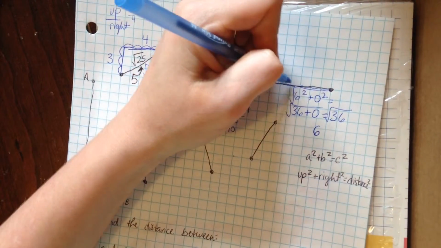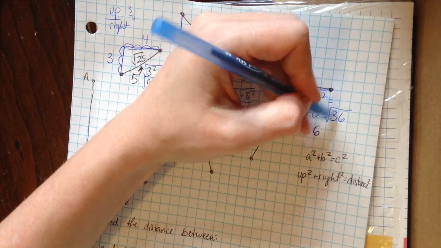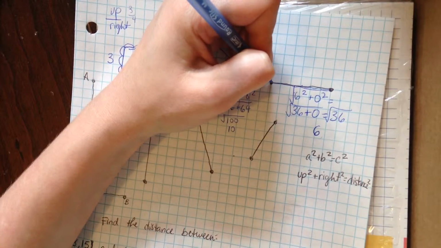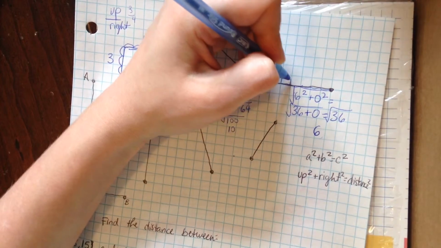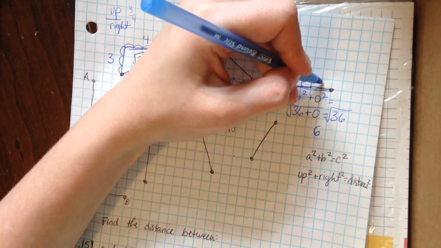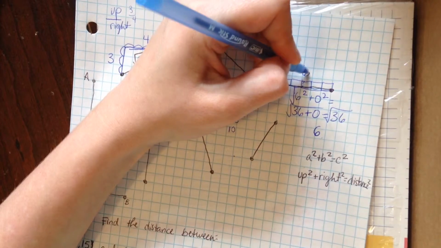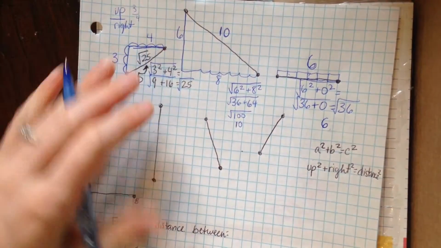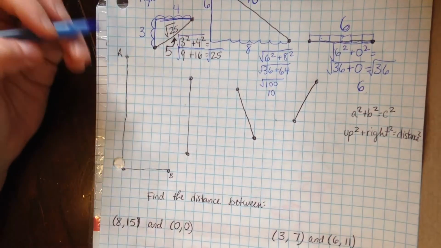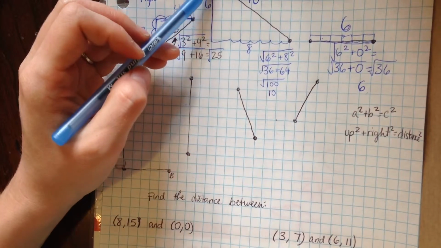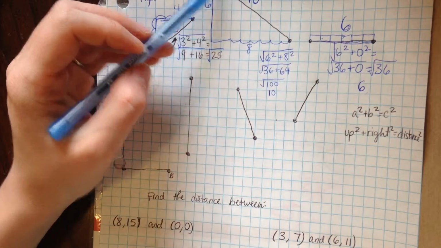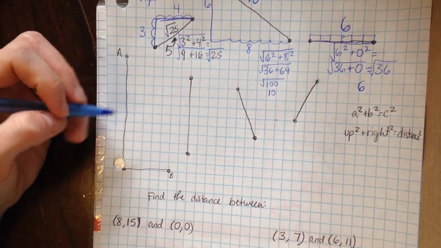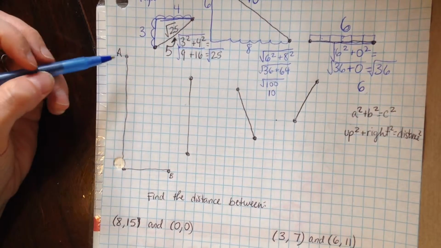Was there a way I could have known this length was 6 before I did all that math? Well, yeah, it's a horizontal distance. I can just count. 1, 2, 3, 4, 5, 6. The distance is 6. So for horizontal and vertical lines, you can just count and trust the distance. We use the distance formula for any line that's not exactly on the grid, any line that's crooked, any line that could be turned into a hypotenuse.